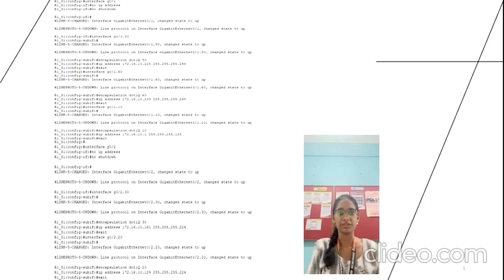Interface G0/2.30, encapsulation dot1Q 30, ip address 172.16.10.161 255.255.255.224, exit. Interface G0/2.20, encapsulation dot1Q 20, ip address 172.16.10.129 255.255.255.224, exit.